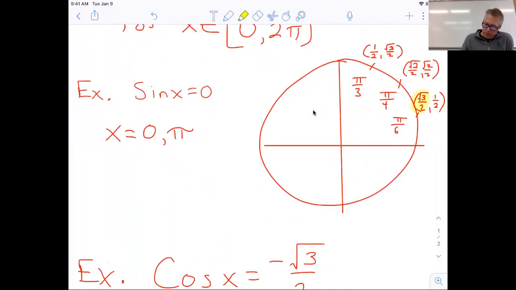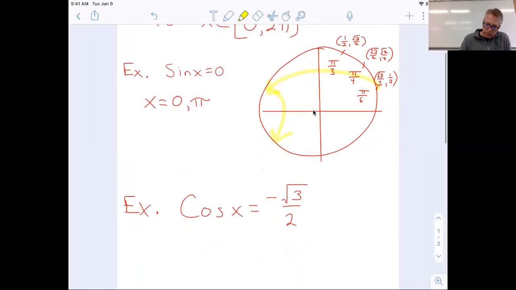So that means if the cosine is negative, which is the x value, it's going to have to be here and here. It's going to have to be in the second and third quadrants. So it's going to be negative root 3 over 2 at 5 pi over 6 and at 7 pi over 6. So those are my two answers, that x equals 5 pi over 6 and 7 pi over 6.